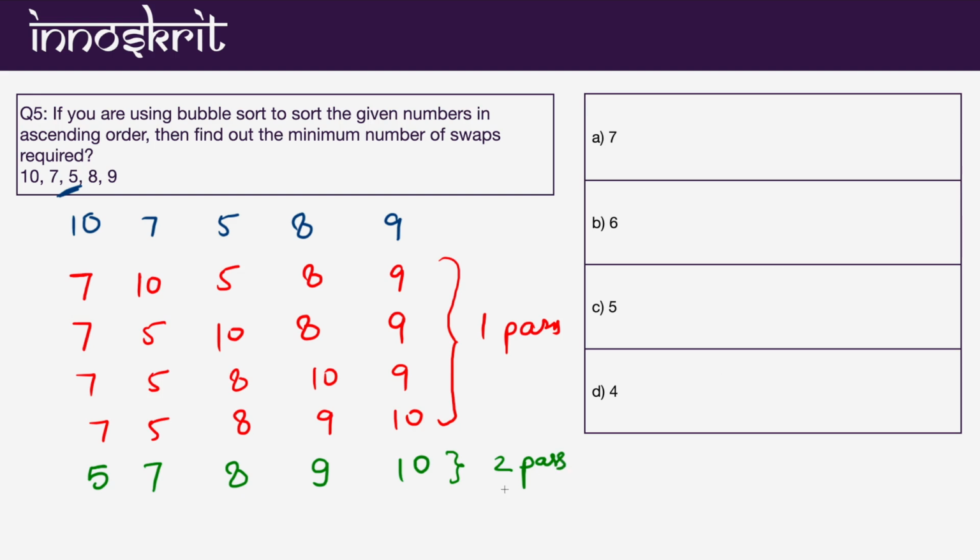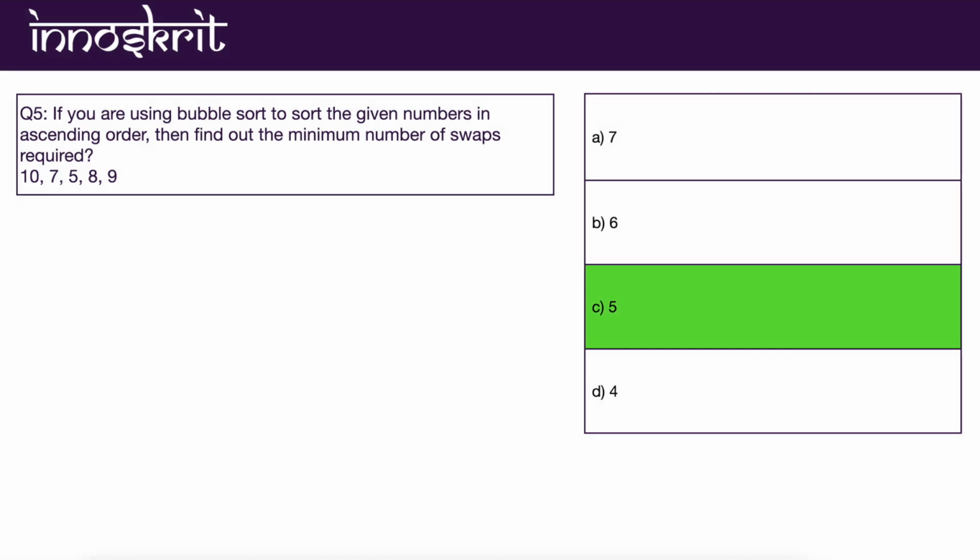So what is the minimum number of swaps to sort this given set of numbers? This is 1, 2, 3, 4 and 5. I hope this makes sense. So the answer is 5. Yes. Now let's move to the next question.